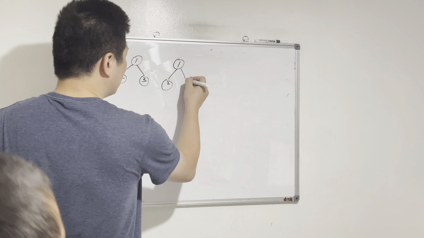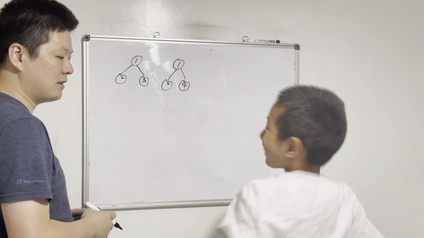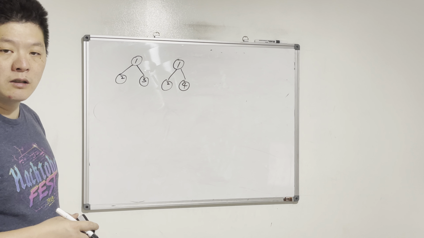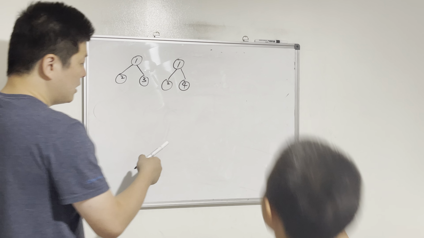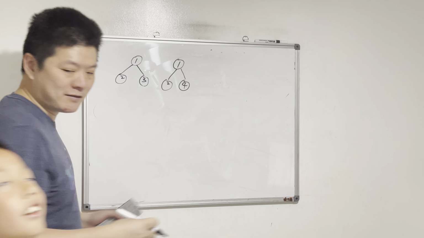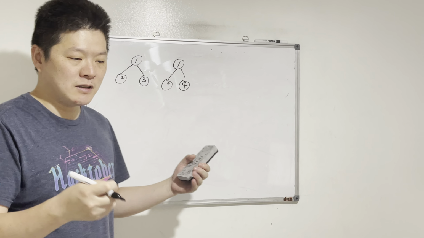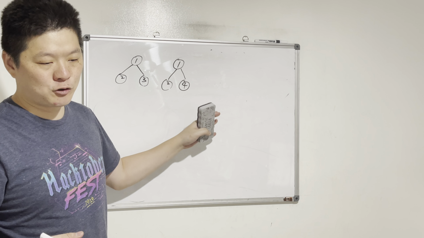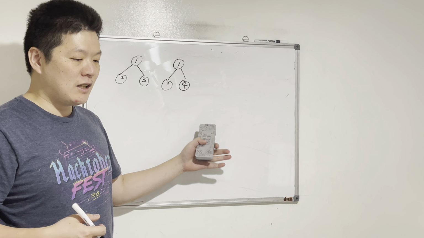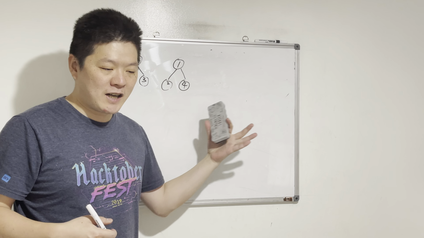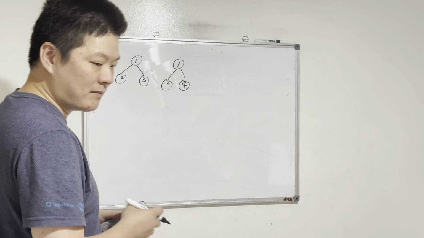How about these? Are they the same? No. Why is that? This node, the values are different. So there are two things we need to check. The values of the corresponding nodes should be the same. And the second thing is the structure. If a tree has a left tree and the other tree doesn't have a left tree, they are not equal, right?